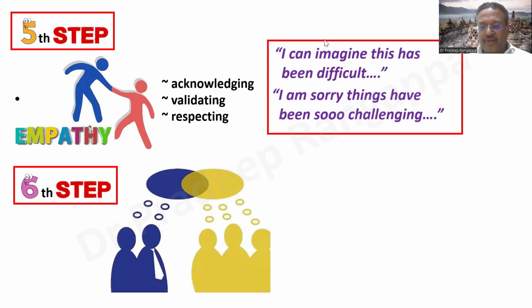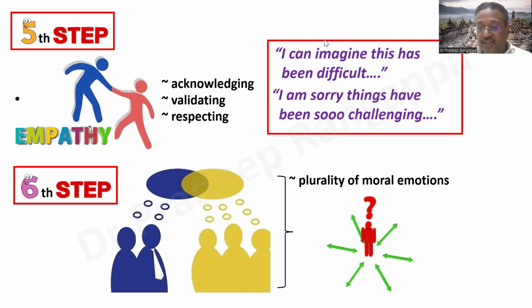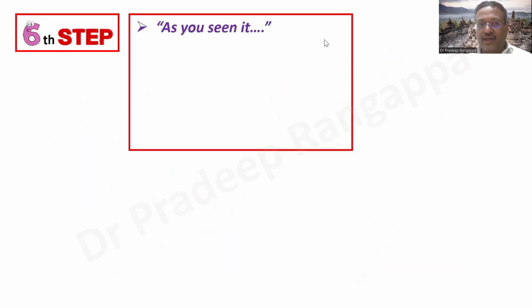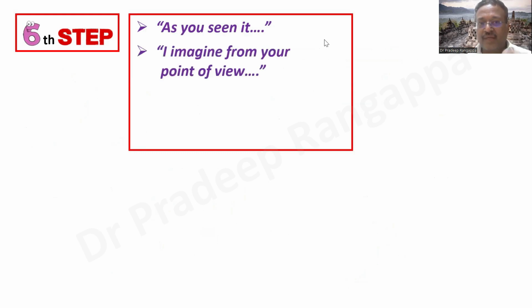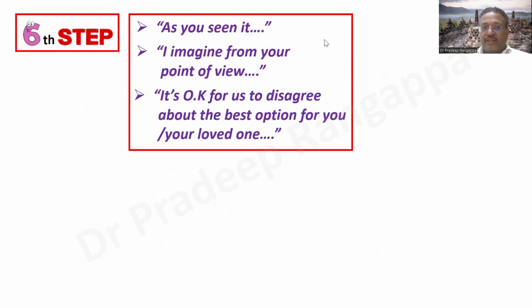The sixth step is trying to acknowledge different perspectives from the thought process, which is the plurality of moral emotions, which helps you get to a decision to resolve the conflict. So acknowledging different perspectives of the different family members who are involved in the conflict helps you come up with a solution. Like asking questions, as you've seen, "I imagine from your point of view," because if there are three, four people engaged in conflict, you can delineate and say, "as I see from this person's point of view, this is what I gather." Something like that is very important, and it's important to say, "it's okay for us to disagree about the best option for you or your loved one."